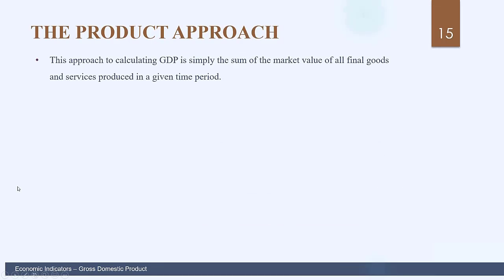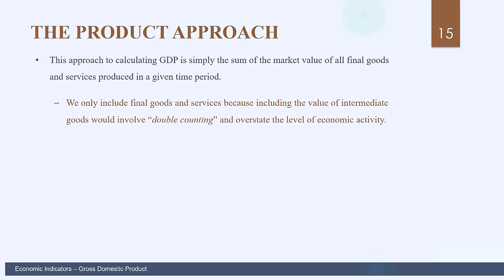So the product approach calculates GDP by simply summing the market value of all final goods and services produced in a given time period. This could be quarterly, annually, monthly. As I mentioned before, we only include final goods and services because including the value of intermediate goods would obviously involve double counting. And of course, then it would overstate the level of economic activity.